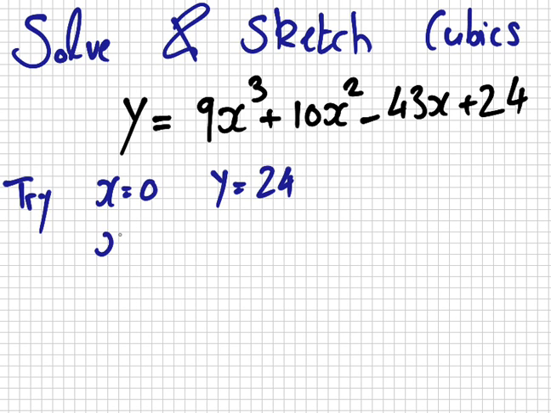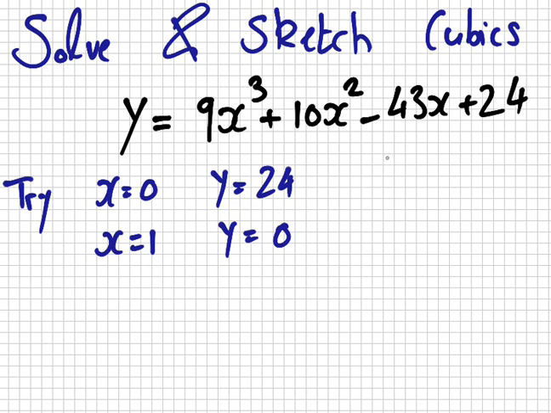I could try x equals 1. And I see I get 19 plus 24, 43. Oh, okay, that gives me 0, doesn't it? 9 plus 10 minus 43 plus 24 is 0. So what I've done is I found a root.